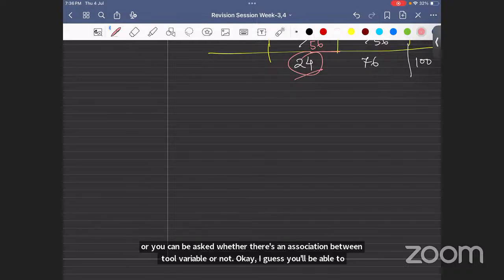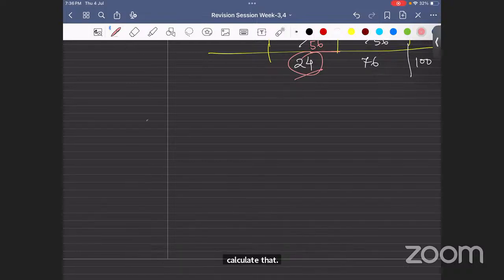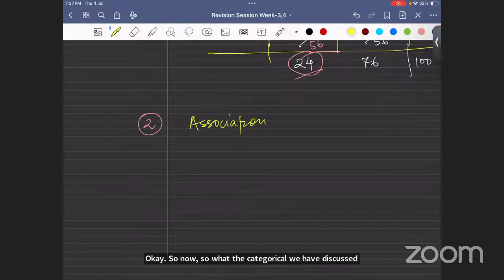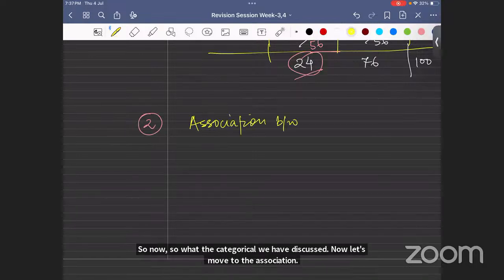Okay, so for the categorical variables we have discussed. Now let's move to the association between two numerical variables.